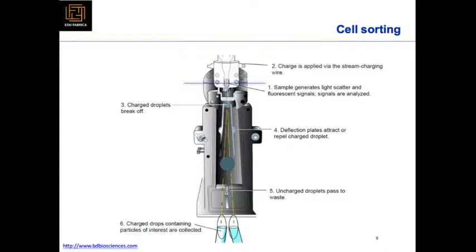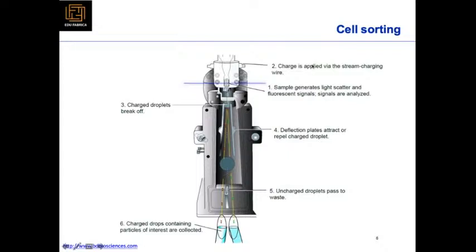So how are cells sorted? This is just a basic explanation. You have a stream of cells being sorted from here. One side will be positive, one will be negative, and in the center will be neutral, so they will be deflected accordingly. Once your cells drop into charged droplets, like this: first of all, the sample generates light scatter and fluorescent signals, and the signals are analyzed.